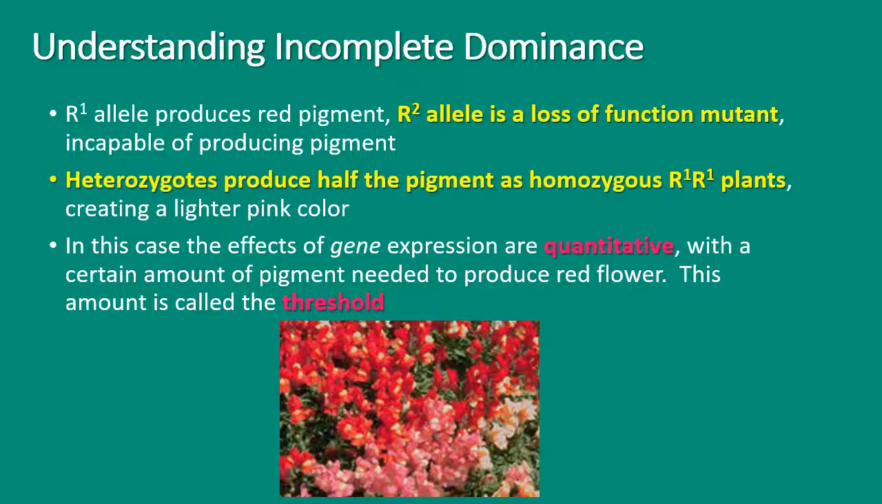So this means that the effects of this gene expression is actually quantitative. So it takes a certain amount of this pigment to create red flowers. And when you only have half that pigment being made because you only have one allele being expressed, then you end up with the pink flowers. And the amount that it would take to get to the red flowers is called the threshold.